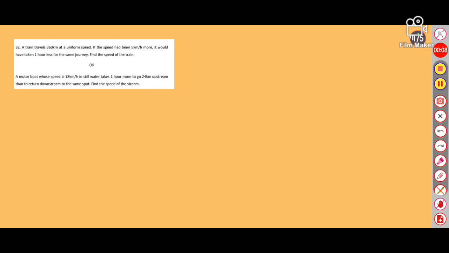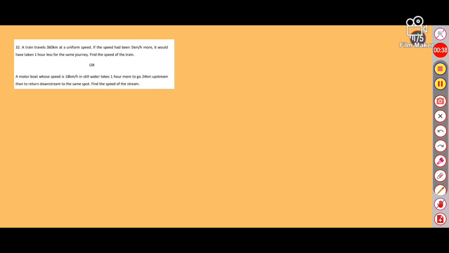Today we are going to solve some sample papers, some important questions from CBSE class 10. The first question is: a train travels 360 km at a uniform speed. If the speed had been 5 km more, it would have taken 1 hour less for the same journey. Find the speed of the train. This is under quadratic equations, chapter 4 in your class 10 textbook.